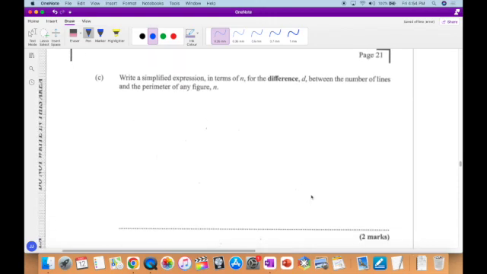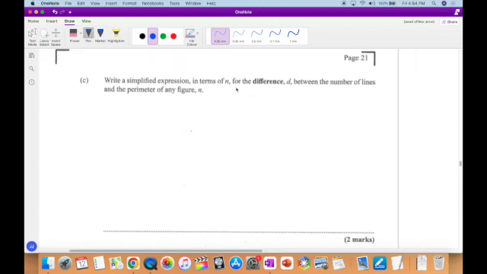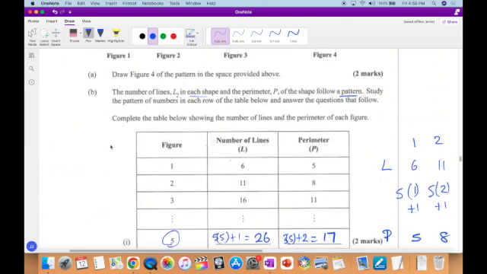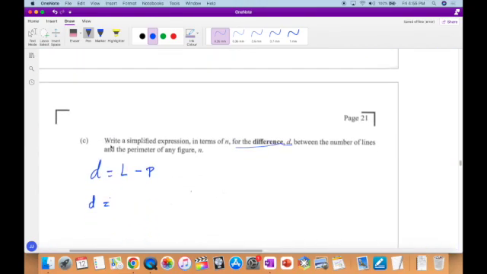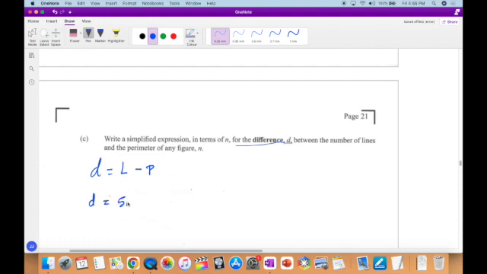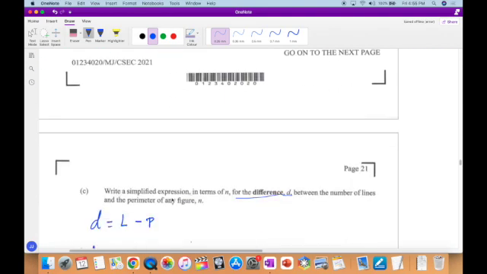Write a simplified expression in terms of n for the difference d between the number of lines and the perimeter of any figure. So the difference d will have to be the number of lines L minus the perimeter. So therefore d will be the number of lines, which is 5n plus 1, minus 3n plus 2.